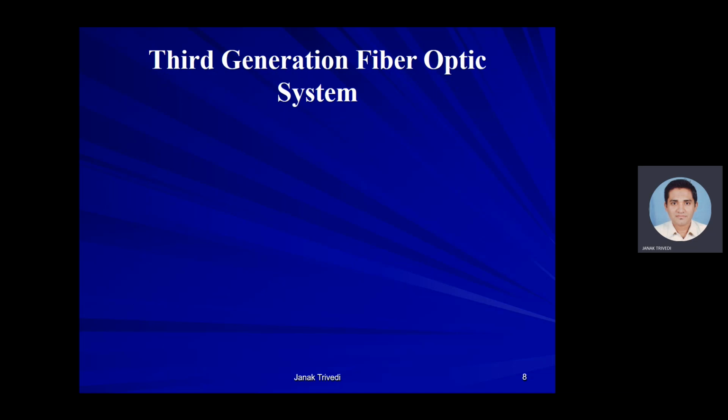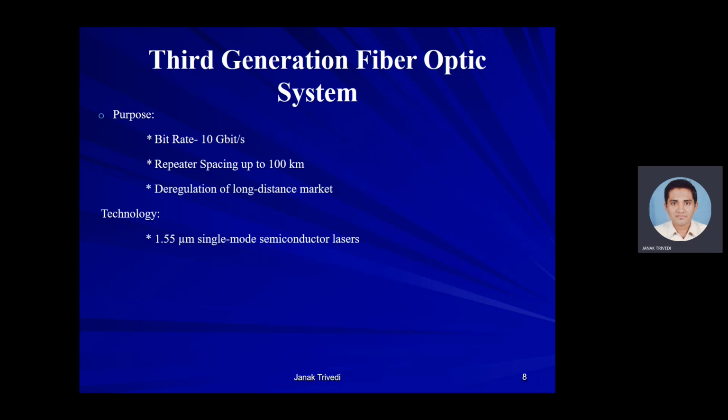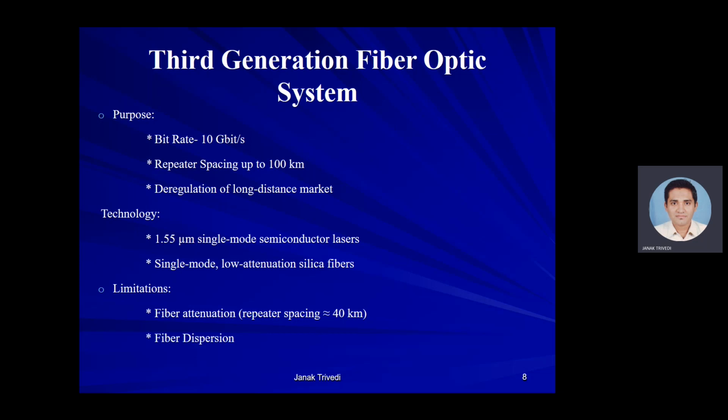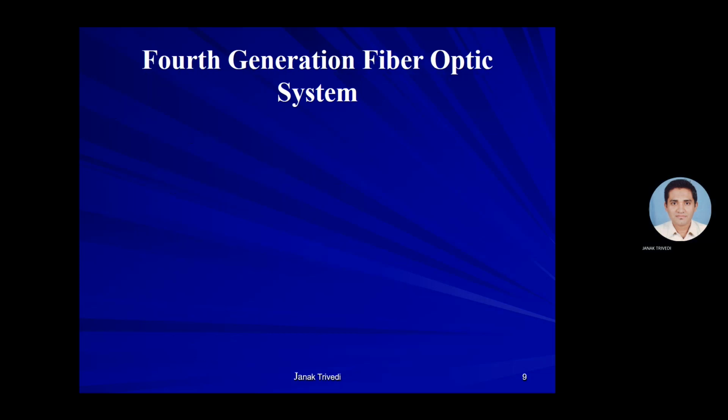Then the third generation system operated at a bit rate of around 10 Gb per second with repeater spacing up to 100 km. Deregulation of the long distance market was the purpose, and the technology was 1.55 micrometer single mode semiconductor lasers with single mode low attenuation silica fiber. Its limitation is fiber attenuation, which requires repeater spacing of around 40 km, along with fiber dispersion, and it was deployed around 1990. Then we move to the fourth generation fiber optic system.